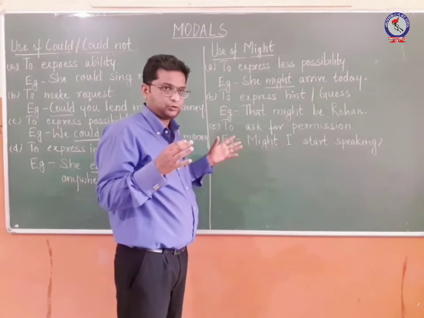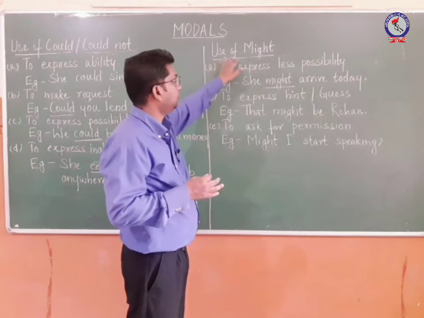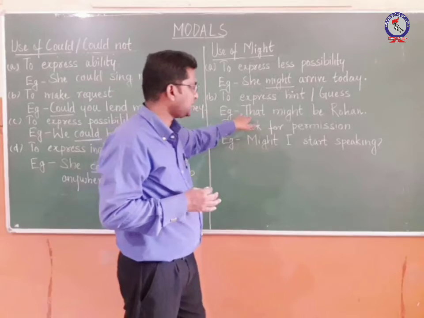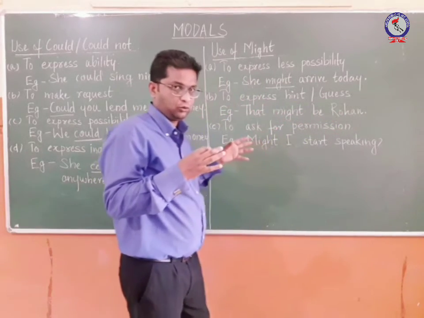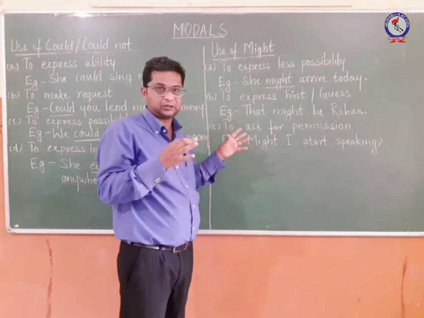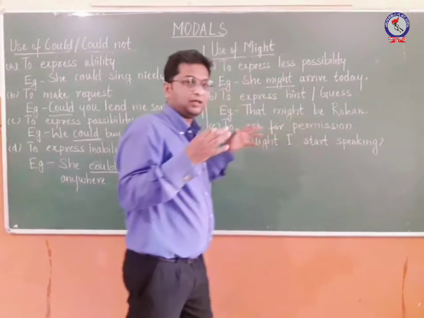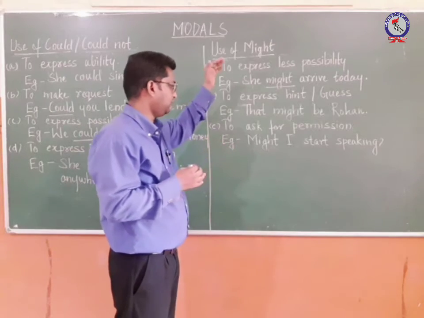Second, to express a guess or hint. That will be expressed by might. Example, that might be Rohan. This is a guess. Who could that be? Who might that be? That might be Rohan. It is a guess. To express a guess or hint, we can make use of might.